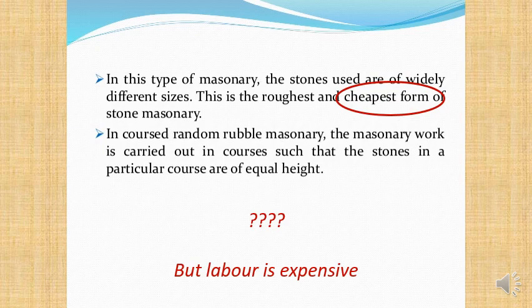And so rubble masonry has basically died a death. This doesn't happen now because it used to be the cheapest form of masonry, but it isn't now. It's actually quite expensive because labor is expensive.